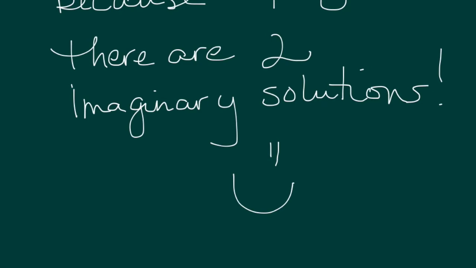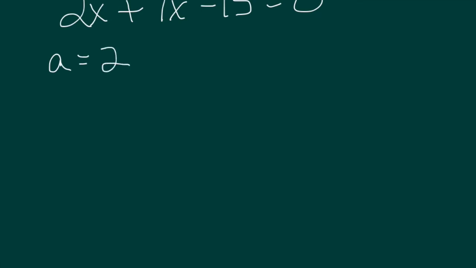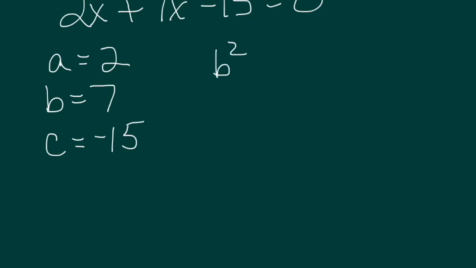All right, we'll do another example. We'll try 2x squared plus 7x minus 15 equals 0. A is 2, b is 7, and c is negative 15. So I'm going to do b squared minus 4ac. We're going to compare that to 0.